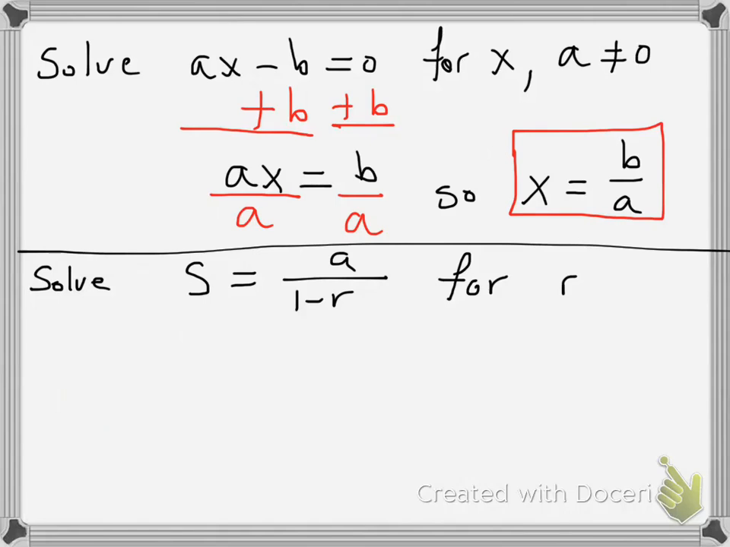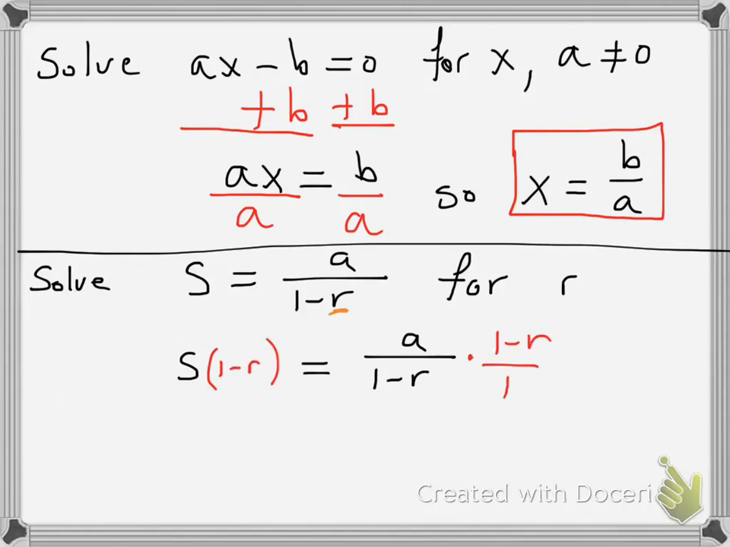So r is kind of in a difficult spot here. R is all the way down in the denominator, so we've got to do all kinds of junk to get it free. If it was in the numerator, it'd be a little bit easier, but it's in the denominator, so that's going to be a little more complicated. So let's see what we can do to get it out of there. Maybe we might want a fraction bust. We just have one fraction, a over 1 minus r, so we only have one denominator, so we might want to multiply both sides by 1 minus r.